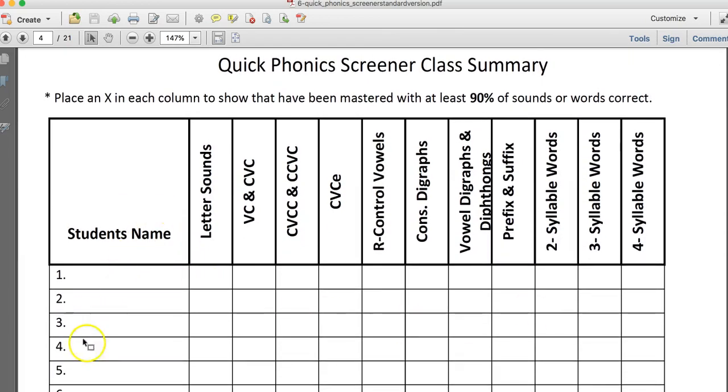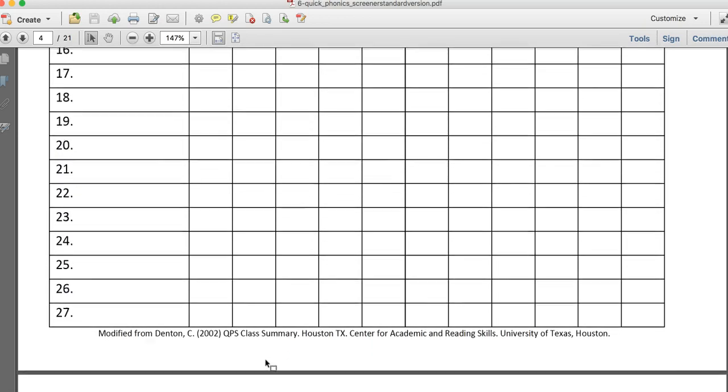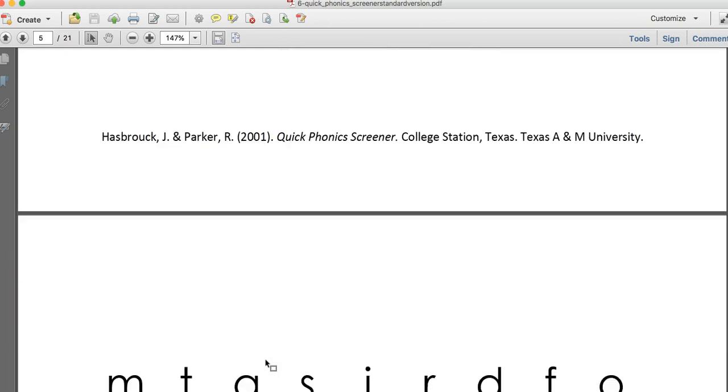This is a class summary that you could use. So you could list your students, you could put an X where they have been mastered, and so then you can look at where your holes are, and that would be a great way to do some instructional grouping of your students. Okay, and then this is the student copy.